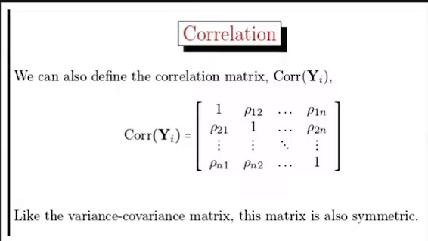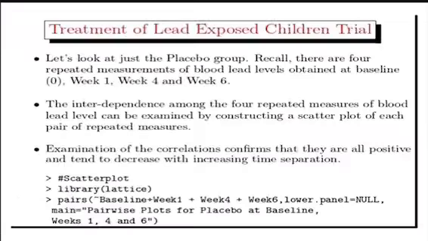What do we mean by symmetric in mathematics? When you transpose this, it's going to be the same as this. Now, coming back to the example at hand, the treatment of lead-exposed children trial, don't forget, we have 2 levels of treatment, the placebo and the succimer, and 4 different times. We can actually get a scatter plot.